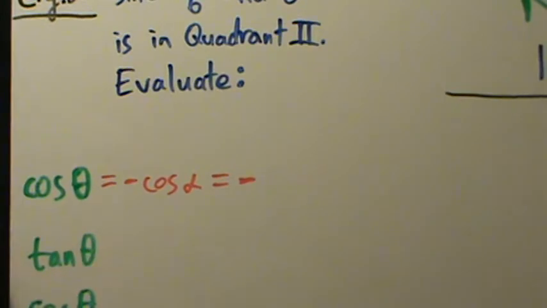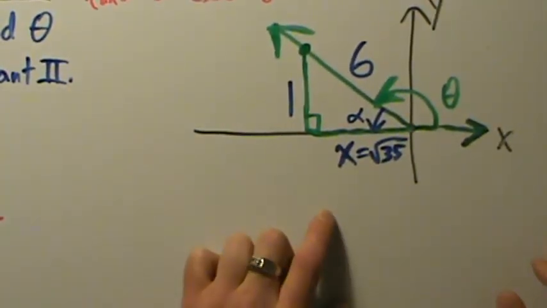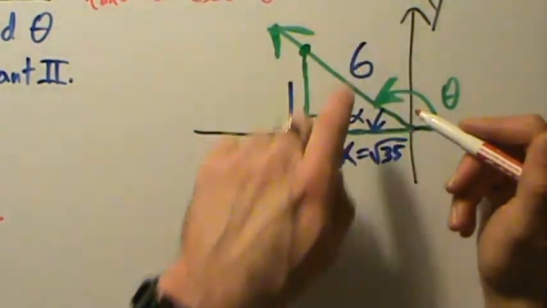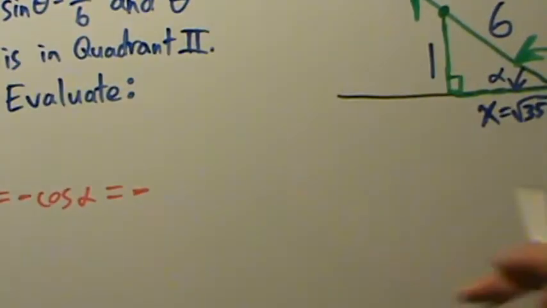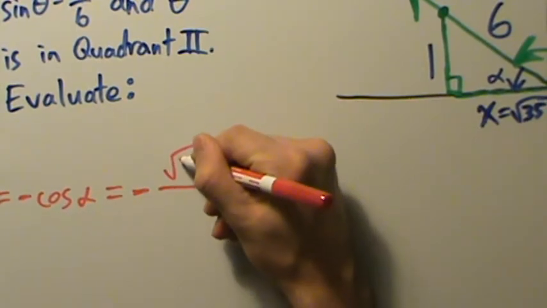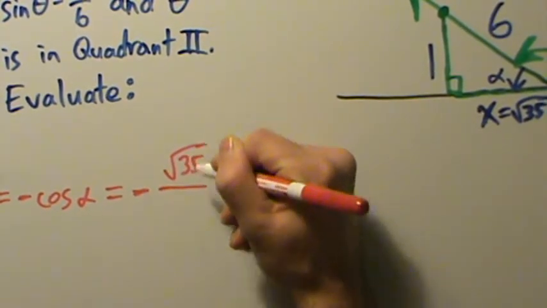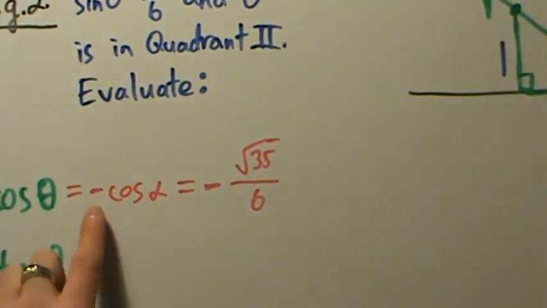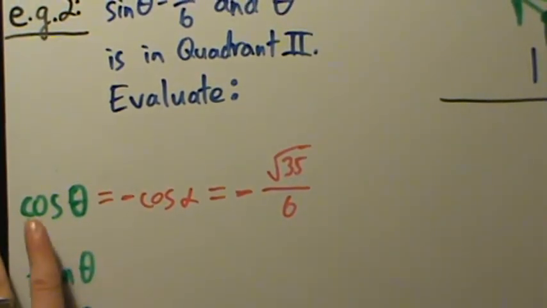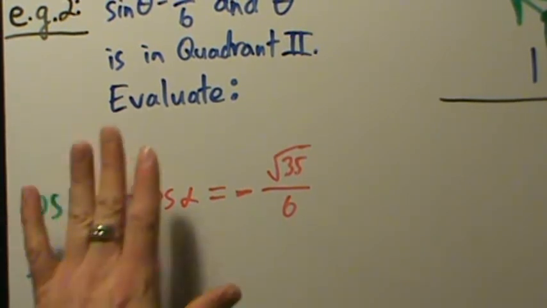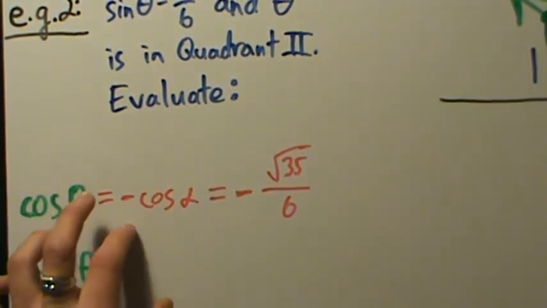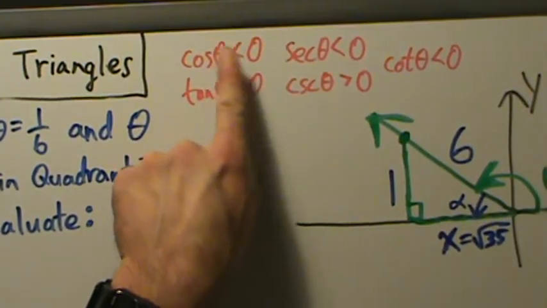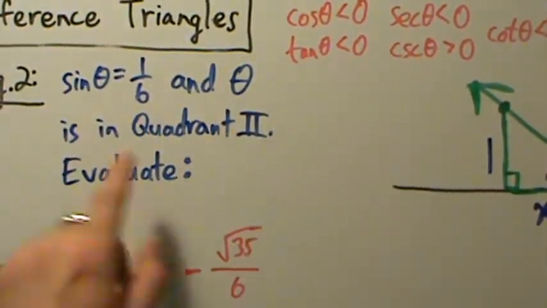Well, what is cosine of alpha? We just go to our right triangle and look. Cosine of alpha is adjacent over hypotenuse, root 35 over 6. So this is root 35 over 6, and we do have a minus sign out in front. Again, the minus sign is here because cosine of theta is negative. That's just how angles and reference angles work that we talked about in an earlier video. And we know cosine of theta is negative because theta is in quadrant 2.